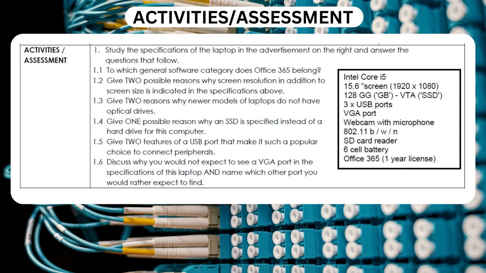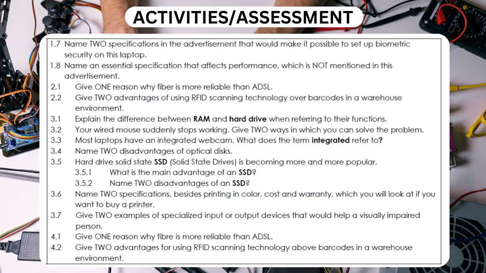1.5 Give 2 features of a USB port that make it such a popular choice to connect peripherals. 1.6 Discuss why you would not expect to see a VGA port in the specifications of this laptop and name which other port you would rather expect to find. 1.7 Name 2 specifications in the advertisement that would make it possible to set up biometric security on this laptop. 1.8 Name an essential specification that affects performance, which is not mentioned in this advertisement.